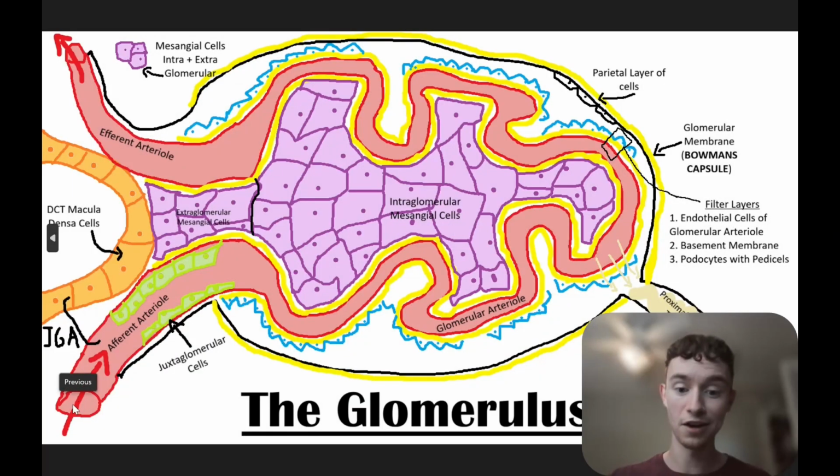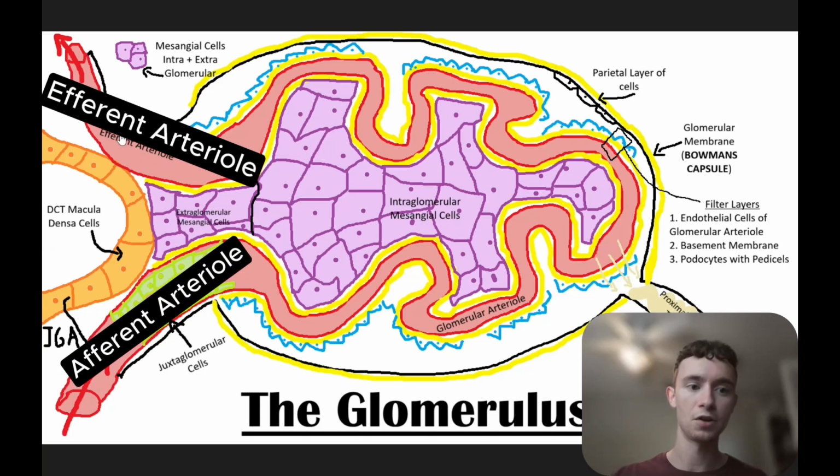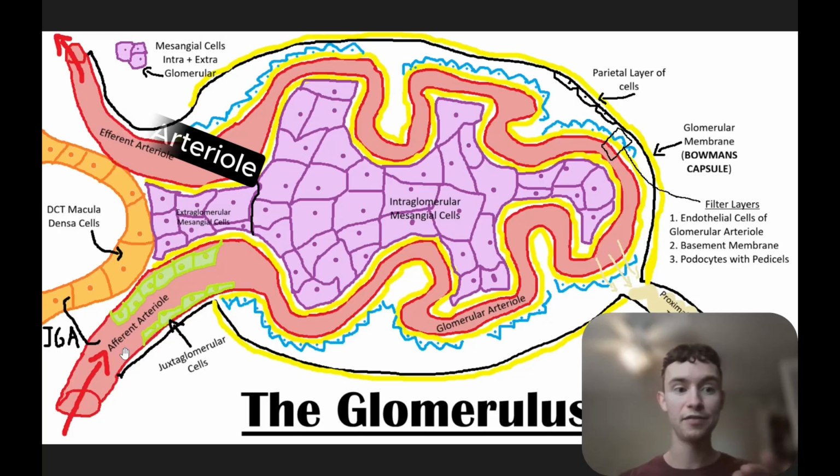Alright, so here's our glomerulus. I know it might look a little complicated at first, but stay with me. I'm going to explain it in a way that makes sense, and we'll go through it nice and slow. And so we'll start with the blood flow. This is really important. So we have an afferent arteriole and an efferent arteriole. Afferent means going towards, efferent means going away.